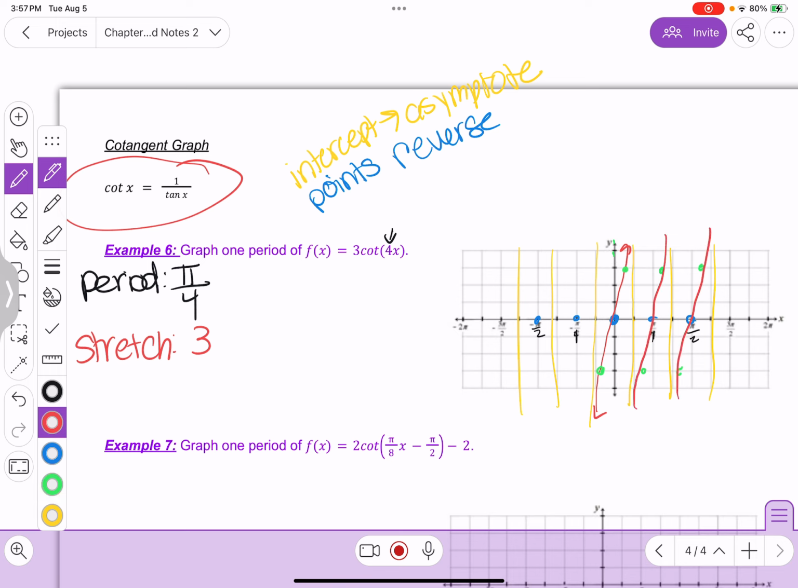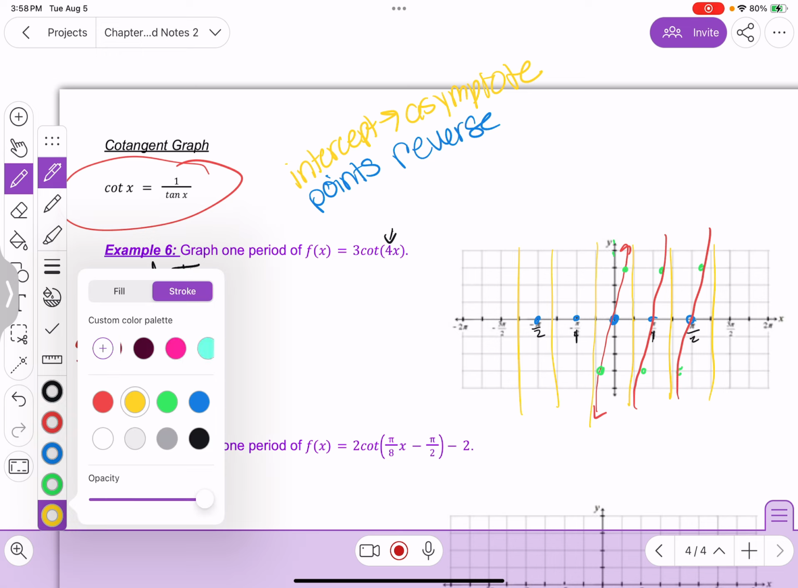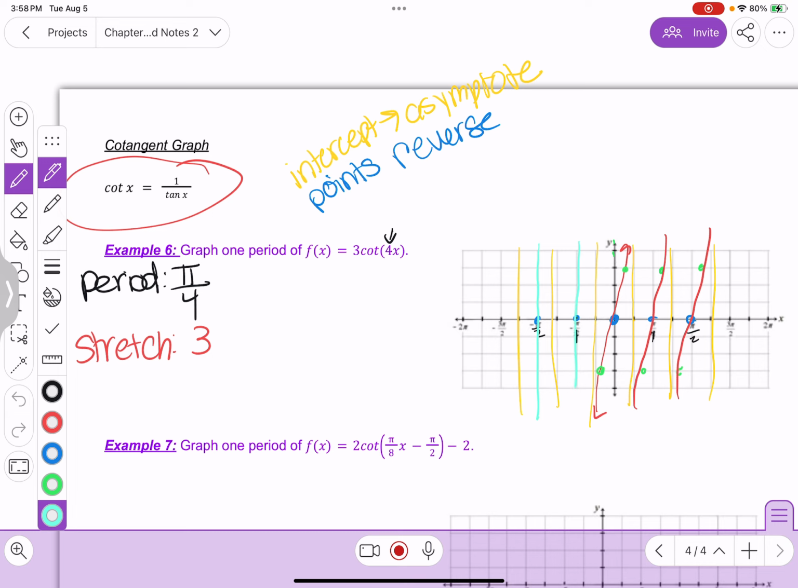Okay. So I need a different color. Let's do this color. All right. So the intercepts become asymptotes. So these are now asymptotes. And these go the other way. The asymptotes become intercepts. So all those yellow points now become the new intercepts. And we use those same green points in reverse. So now I'm going to go this way with my green points. And then the black would be the cotangent.